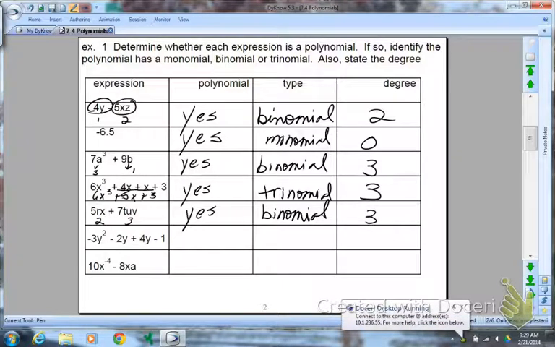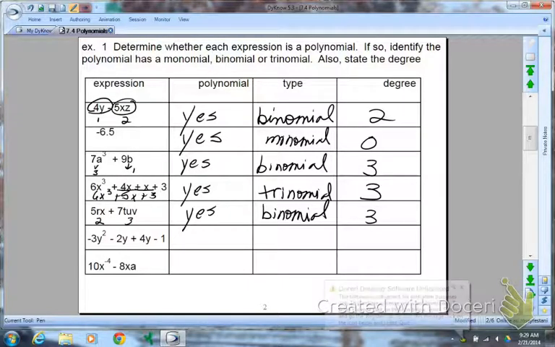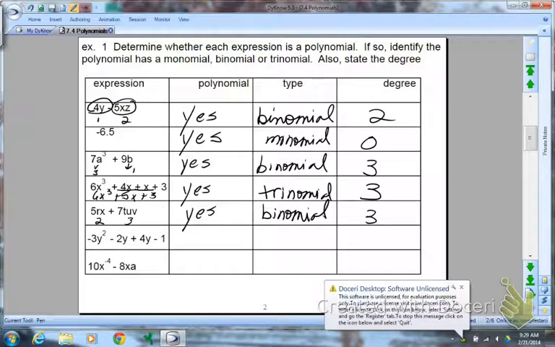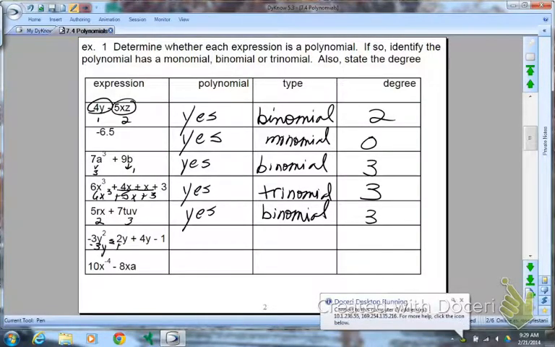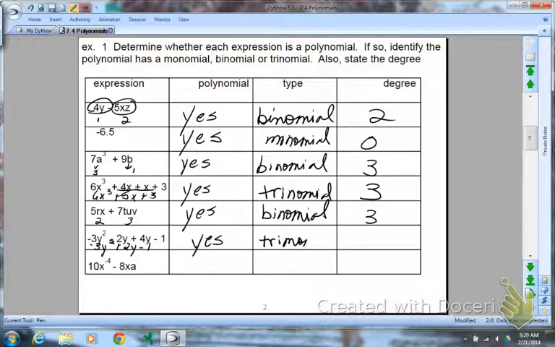Look at the next one. I can combine negative 2y plus 4y, and so I would get negative 3y squared plus 2y minus 1. Is it a polynomial? Yes. And it's a trinomial. And what is the degree? 2.